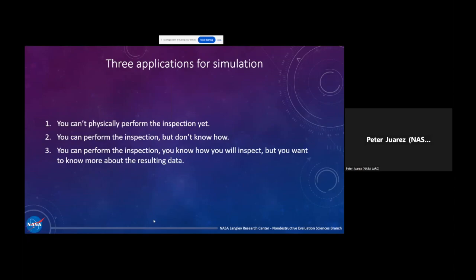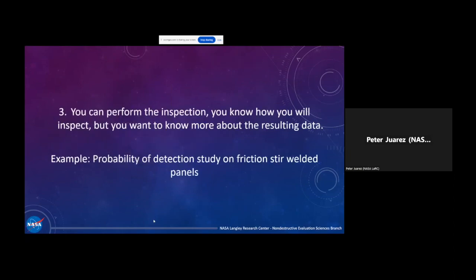I'm going to give you examples of each of these three scenarios. And because it's easier to tell a story, I'm going to start with the third one. When you can perform the inspection, you know how you want to inspect, but you want to know more about the resulting data. An example I'm going to be talking about today is a probability of detection study on friction stir welded panels.